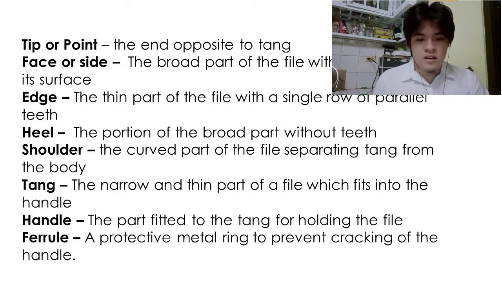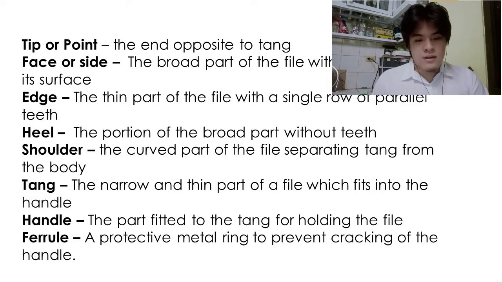And as for the heel, it is the portion of the broad part without the teeth. So the heel is also at the broad part, but its only difference from the face or side is that it has no teeth. The heel is only a little portion of the broad part. And as for the shoulder, it is the curved part of the file separating the tongue from the body.